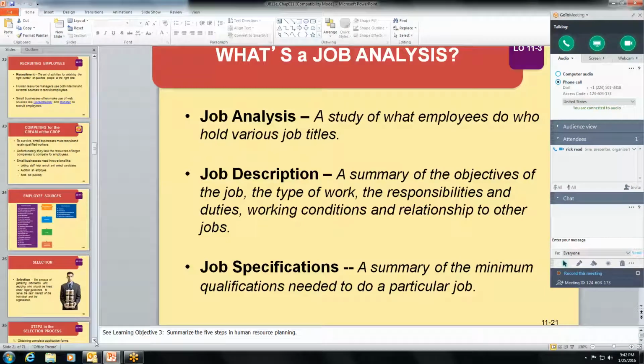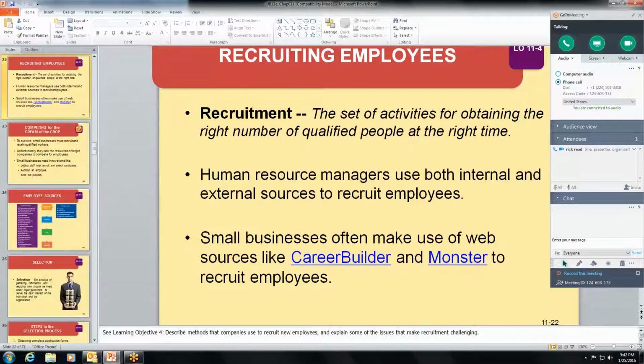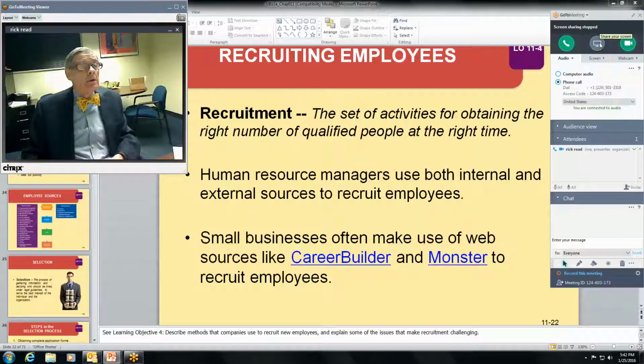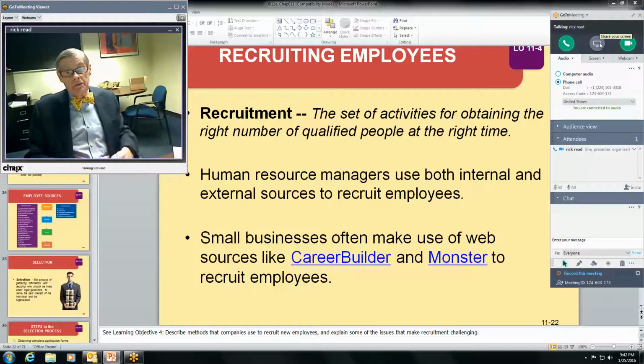Well, to boil this down to simple terms, this is what we do to find the people we need and get them to apply for open positions. We use internal or external recruiting methods. And then many companies, not just small ones, use CareerBuilder and Monster.com to find employees.